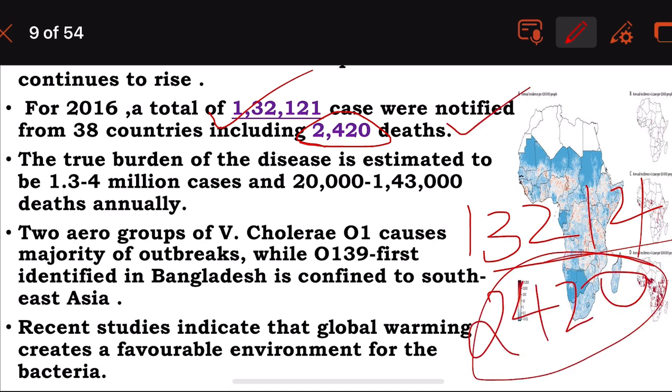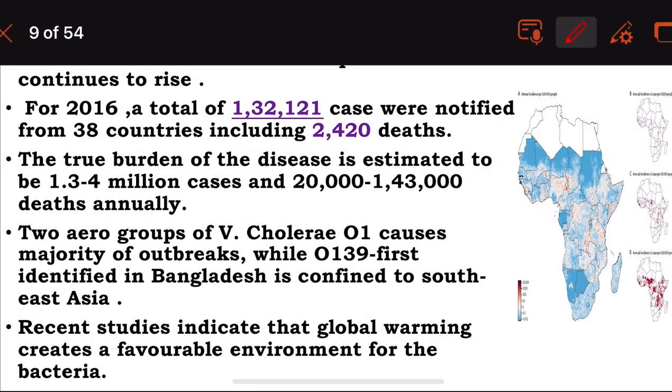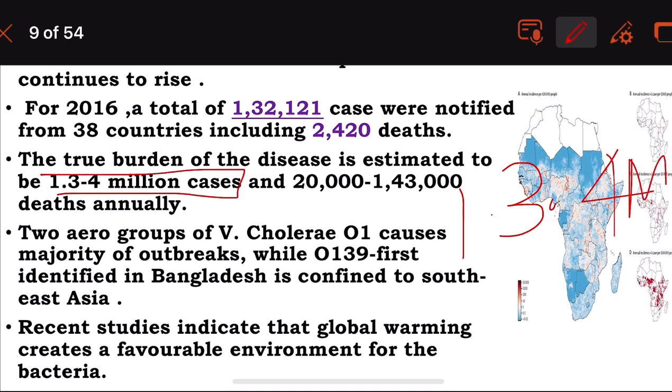The true burden of the disease is estimated to be 1.3 to 4 million cases and 20,000 to 1,43,000 deaths annually. Okay, the true burden. Forget about the reporting. If we consider the true burden of the disease, the estimated burden is 1.3 to 4 million cases and 20,000 to 1,43,000 deaths annually.